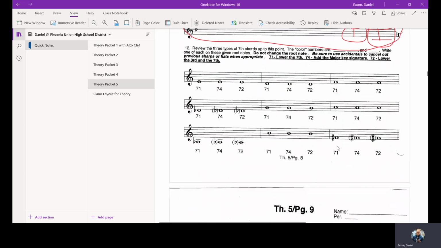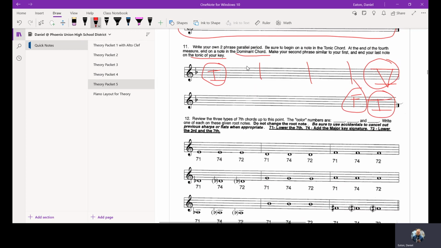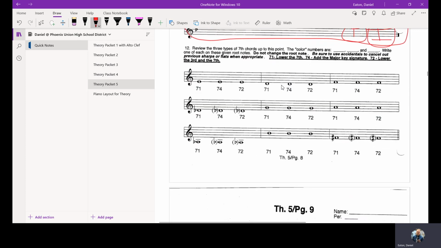Okay. Now we're back to reviewing some seventh chords. So review the 3 types of seventh chords up to this point. The numbers are, and it kind of gives you the answer right here, but give me just a second to erase that. That's interfering with what we're doing here. There we go. Okay. It's giving you the numbers right here. Again, that should be 7/1. Please feel free to copy this. 7/1, 7/4, and 7/2. Those are the ones that we've talked about so far.